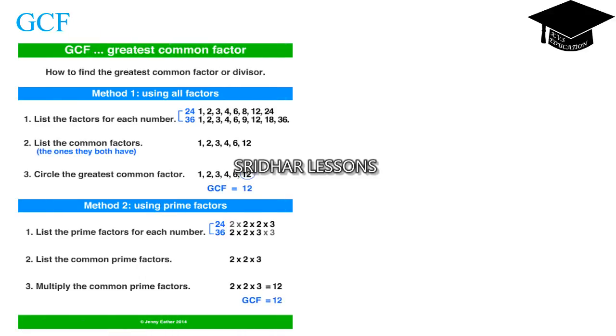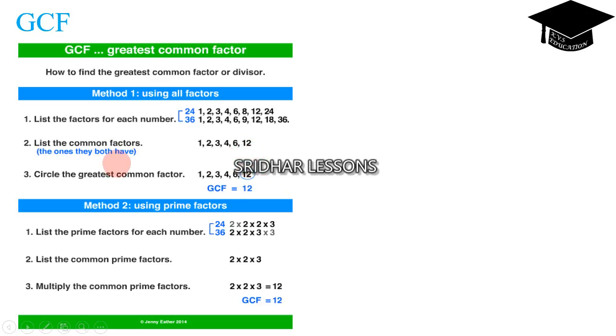GCF, we are going to find the GCF. GCF can be found in two ways. Method 1: for example, for 24 and 36, we have to find factors for each number. After that, list the common factors 1, 2, 3, 4, 6, 12, and circle the greatest common factor. Which one? This is 12 in this case.